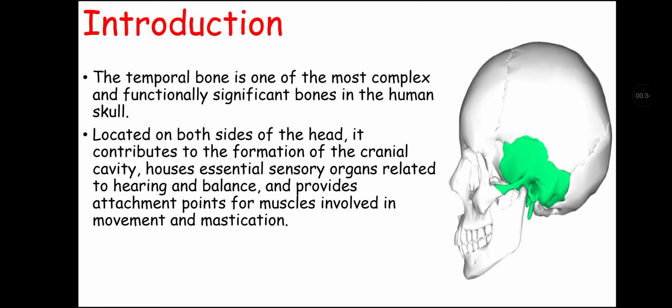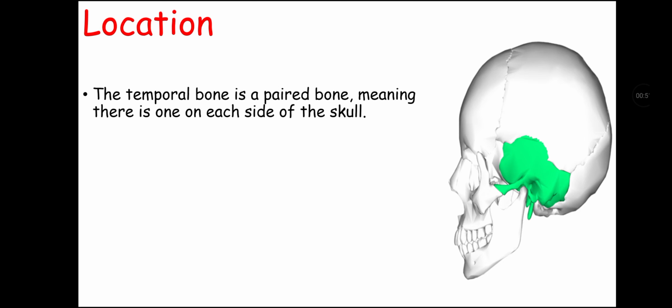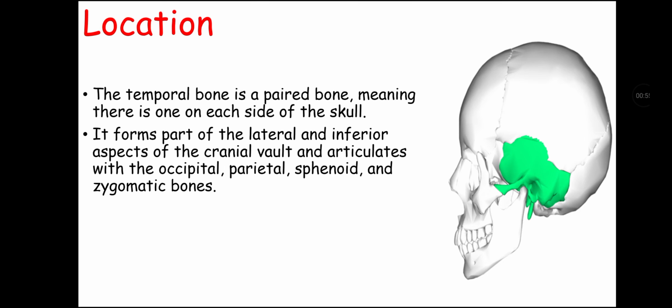Now let's talk about the location of the temporal bone. Temporal bone is a pair bone, that means there is one bone on each side of the skull. It forms part of the lateral and inferior aspect of cranial vault and articulates with the occipital bone, parietal bone, sphenoid bone, and zygomatic bone. Additionally, it houses the structure of the inner and middle ear and connects with the mandible at the temporomandibular joint.